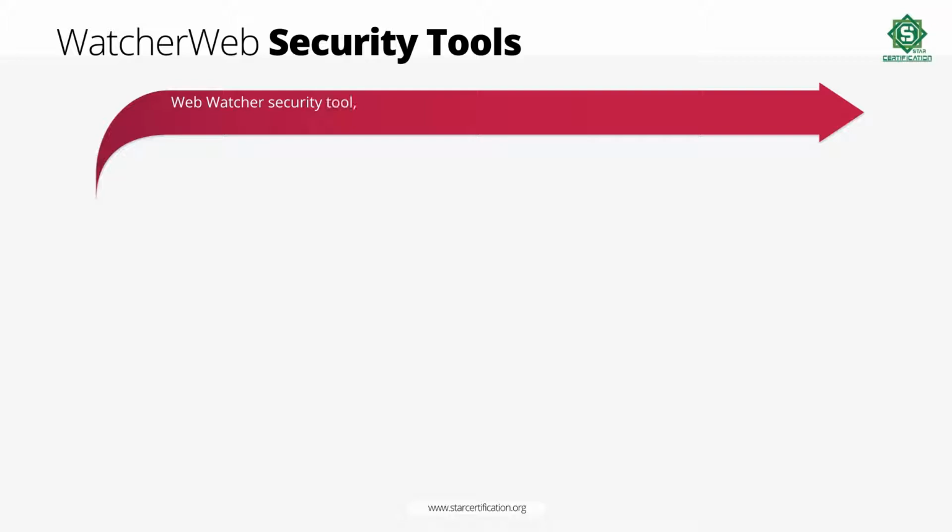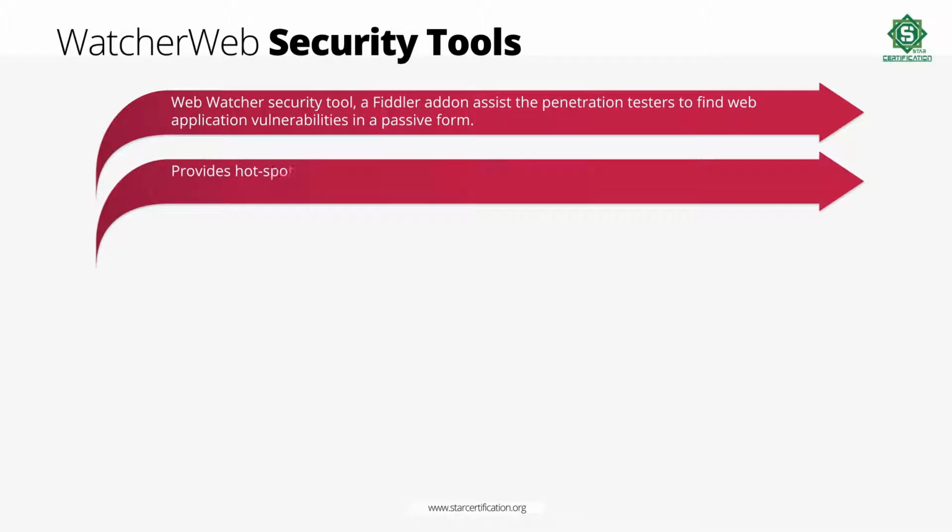WebWatcher Security Tool is initially a Fiddler add-on, which aims to assist penetration testers to find web application vulnerabilities in a passive form. It provides great levels of security and also hotspot detection techniques, helping the pen testers to focus on the spots that lead to exploits.